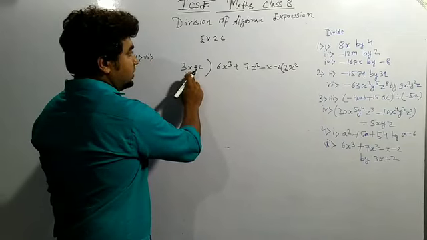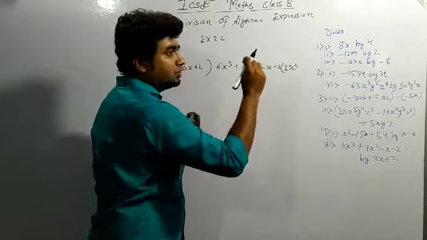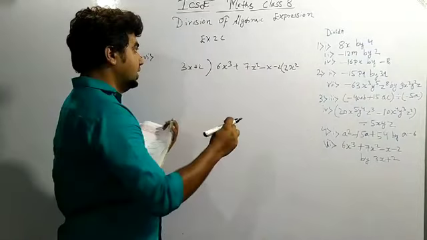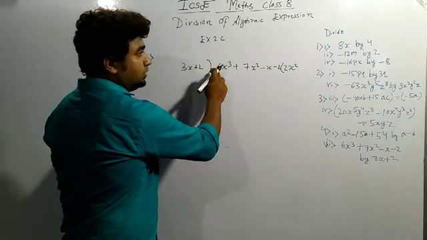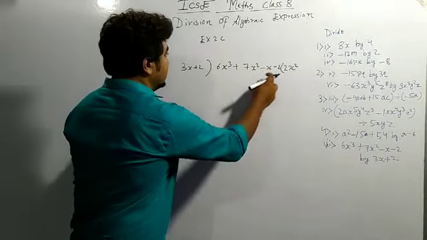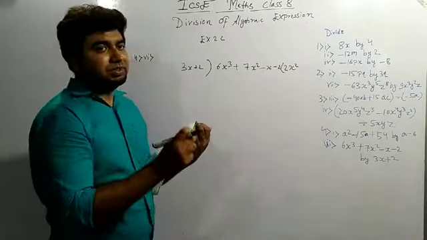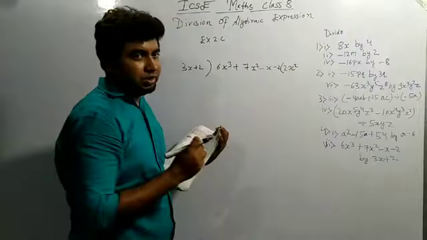Here it is given x, so we are multiplying it with x square, so it becomes x cube. And the other requirement is that you have to make 6 also. 3 into 2 is becoming 6. That's why I am multiplying with 2x square.